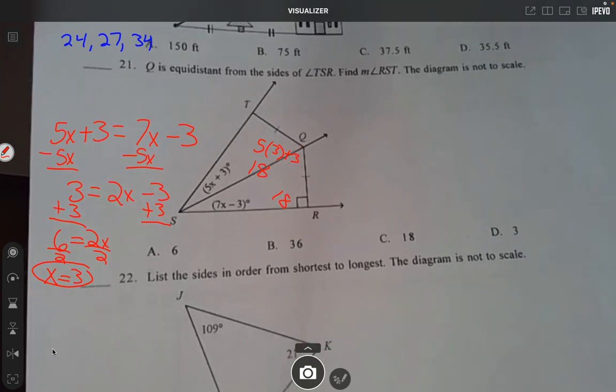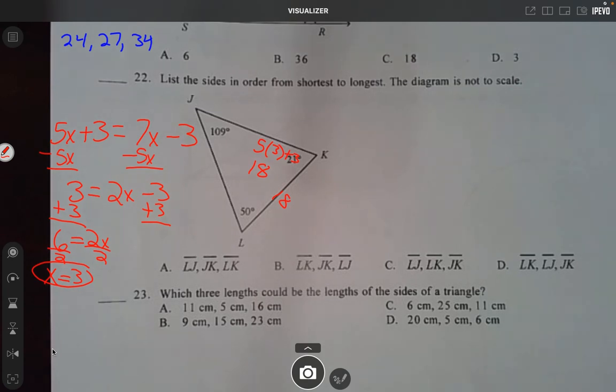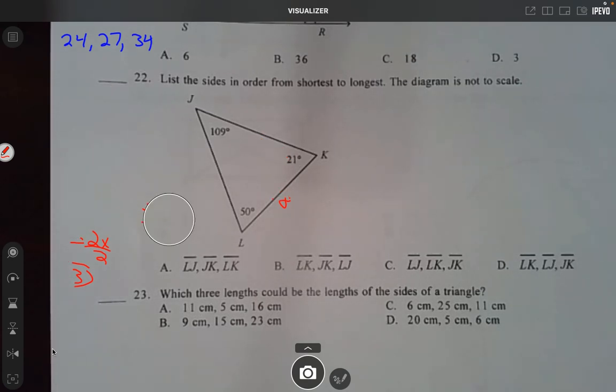All right, moving on to 22. Are you done writing that, Ashton? Yes, ma'am. Okay, 22, it wants us to order them from smallest to biggest. What's the smallest angle?